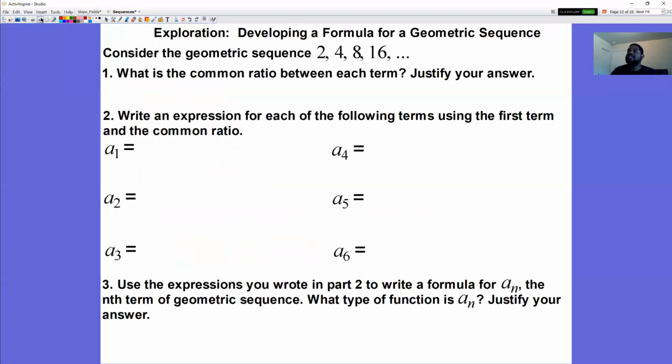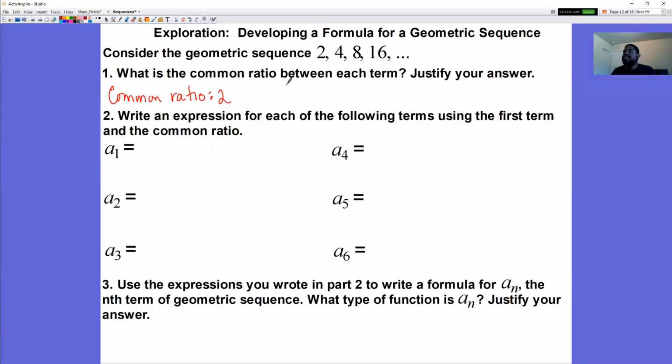And so the last thing we're going to talk about is developing a formula for a geometric sequence. Here's a geometric sequence here, 2, 4, 8, 16. They want to know what the common ratio is. What is the common ratio between each term? And we're supposed to justify our answer. So a ratio is, of course, a fraction, and you're dividing two things into each other. So as you can see here, the common ratio is 2.